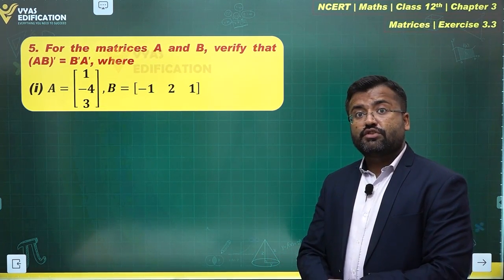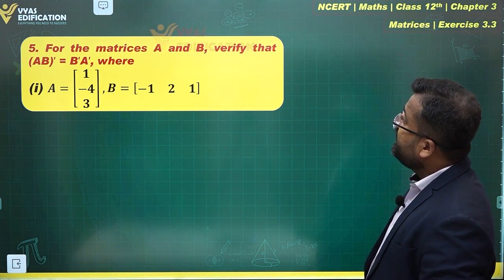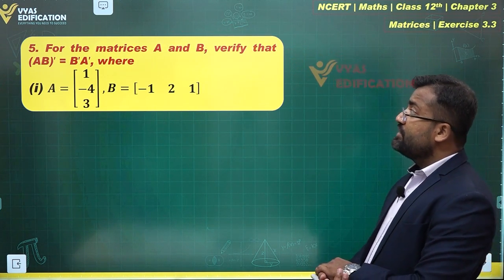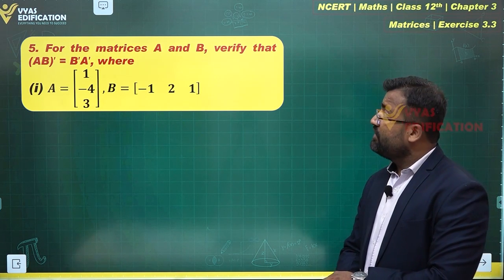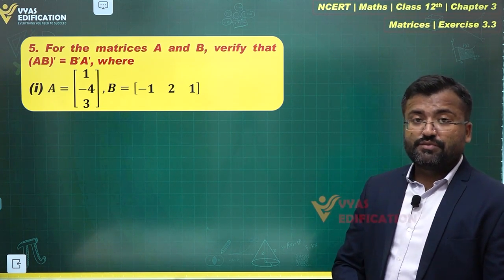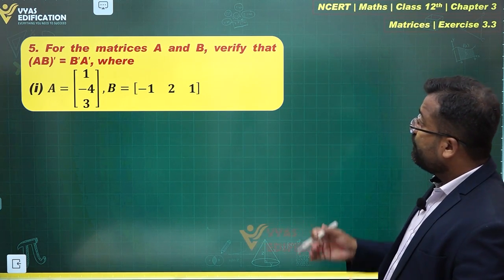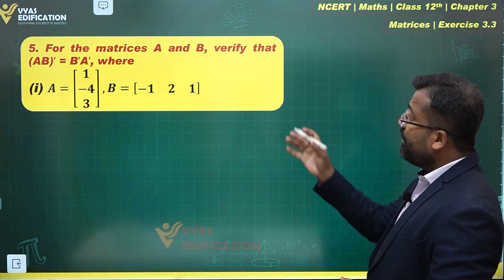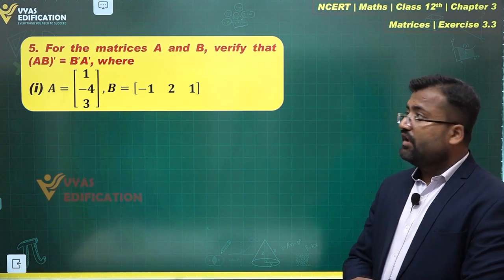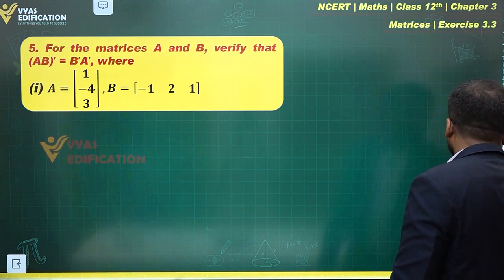Let us talk about this question. For the matrices A and B, verify that AB whole transpose is equal to B transpose times A transpose. Okay, this is a property of transpose, and we are supposed to verify this property for these two given matrices. Okay, this is the first part. Let's try to solve this and prove this.